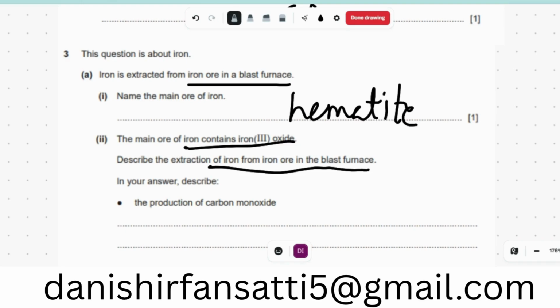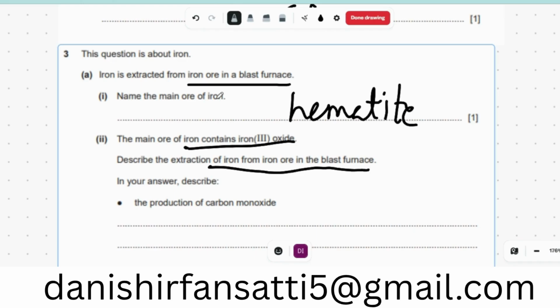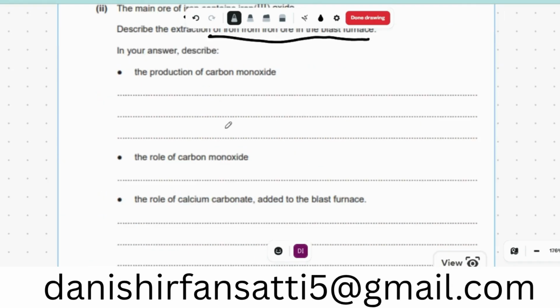Carbon dioxide is reduced by carbon, reacting with carbon to form carbon monoxide. Iron(III) oxide is reduced by carbon monoxide and carbon. Calcium oxide reacts with impurities, for example silicon oxide, and slag forms. That is called calcium silicate. The role of carbon monoxide is simply to reduce iron(III) oxide.